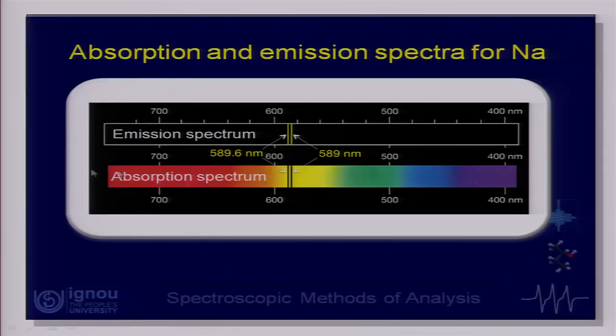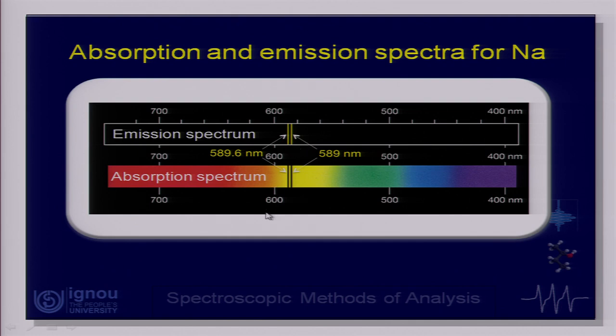Now, let's take an example of, say, sodium. I'm showing you two spectra here, both of sodium. The first one is an emission spectrum. There are two distinct yellow lines, at 589 nanometer and 589.6 nanometer. That means if I have sodium vapors at high temperature, when they relax down, they give out these two radiations. This is what you observe in sodium vapor lamps, because the yellow coloration from a sodium vapor lamp is because of these two radiations. That is the emission spectrum.